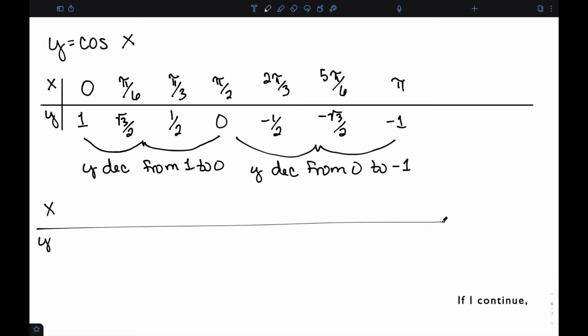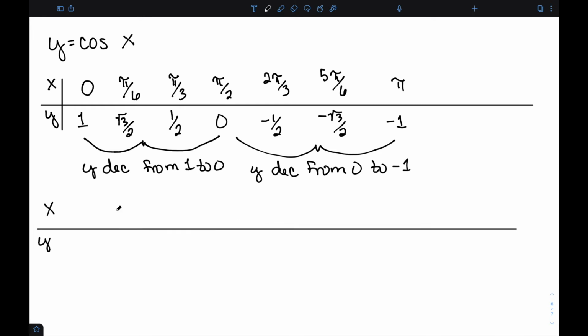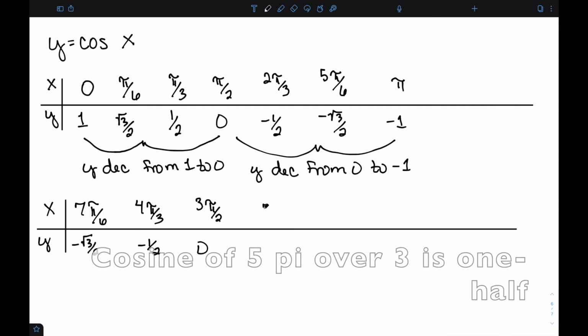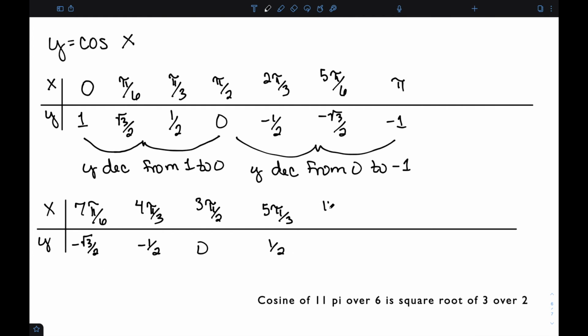If I continue, we have that cosine of 7 pi over 6 is minus square root of 3 over 2. Cosine of 4 pi over 3 is minus 1/2. Cosine of 3 pi over 2 is 0. Cosine of 5 pi over 3 is 1/2. Cosine of 11 pi over 6 is square root of 3 over 2. And finally, cosine of 2 pi is 1.